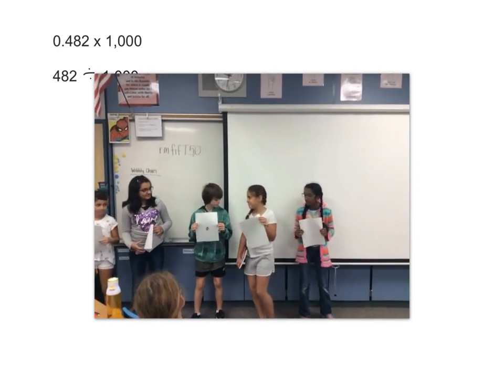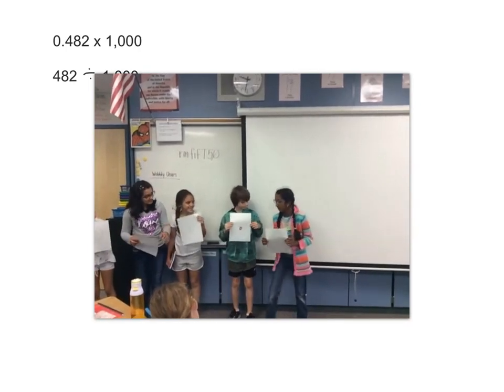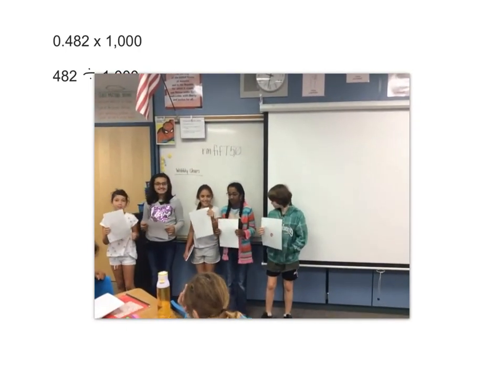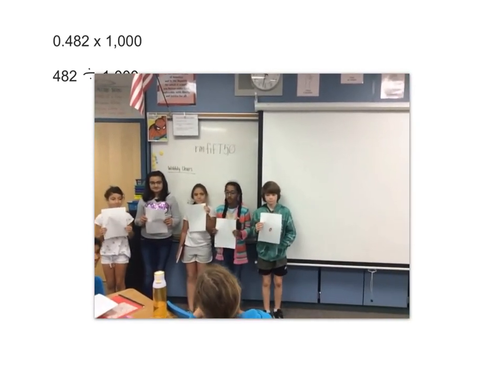So numbers, could you please move 3 spots to the left? 1, 2, and then one more time, 3. And the answer is 482. So what are we learning from doing this?